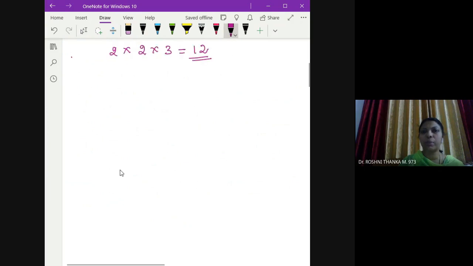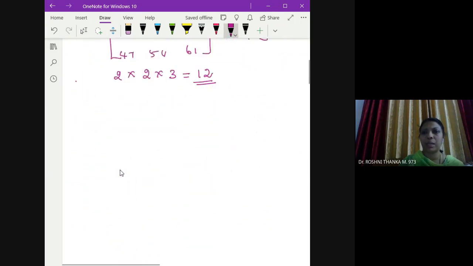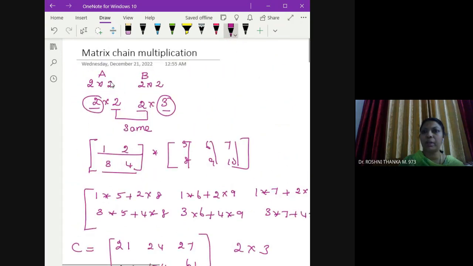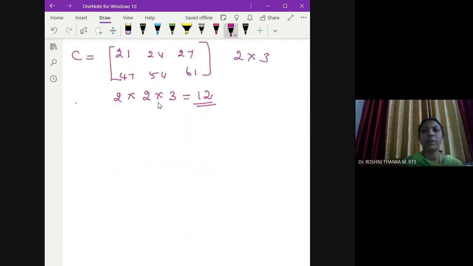So multiplying two matrices is not a big deal for all of us, because you know the basics of it. But here we are going to concentrate on matrix chain multiplication. So what is this chain multiplication? When we have more than two matrices, for example, if you want to multiply three matrices, or four matrices, or five matrices, then how do we multiply, and what is the cost of multiplying all these things? That's what we are going to discuss here.